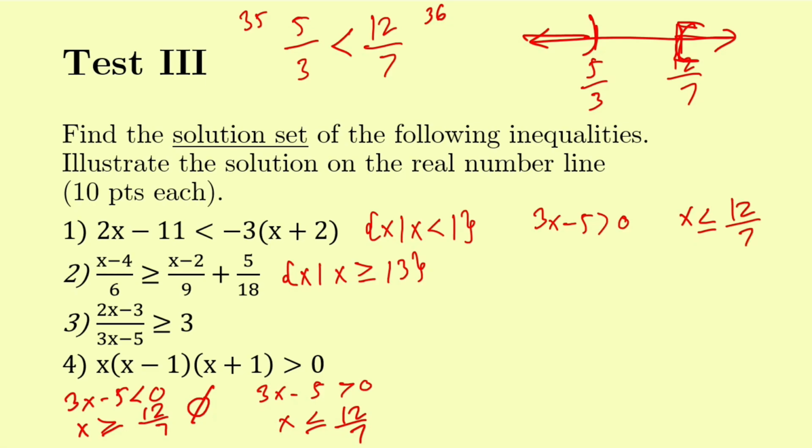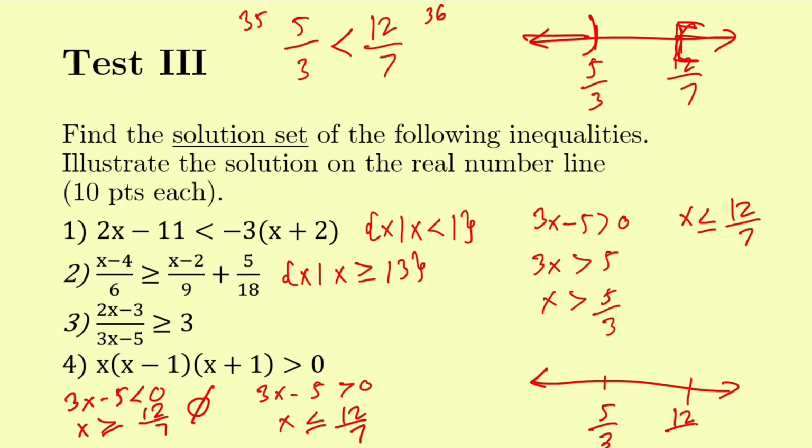This will become 3x is greater than 5, x is greater than 5 over 3. Tapos yung isa, less than or equal to 12 over 7. So number line, it will show, since pareho lang naman yan, 5 over 3. Tapos yung isa, 12 over 7.